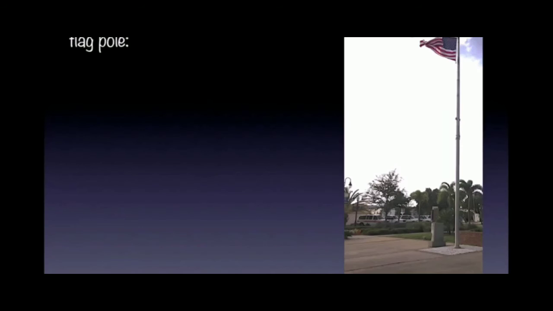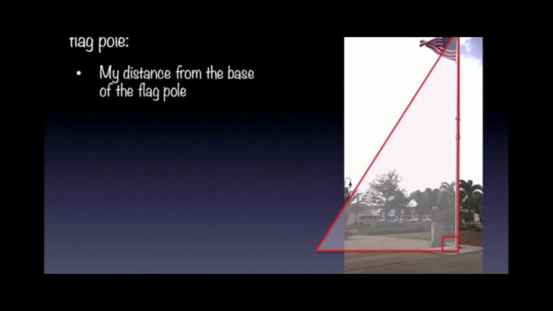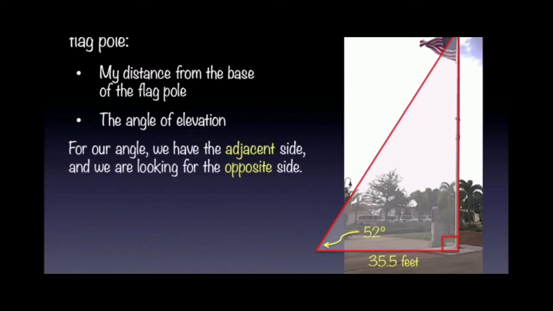I'm going to find the height of a flagpole I found on my drive. First, I'll find the distance I'm standing from the base of the flagpole. Next, I'll calculate the angle of elevation from where I'm standing looking to the top of the flagpole. For our angle, we have the adjacent side, and we're looking for the opposite side, which represents the height of the flagpole. The trigonometric function we'll use is tangent, since it represents the ratio of the opposite side to the adjacent side.